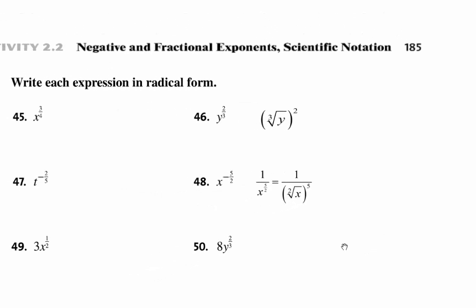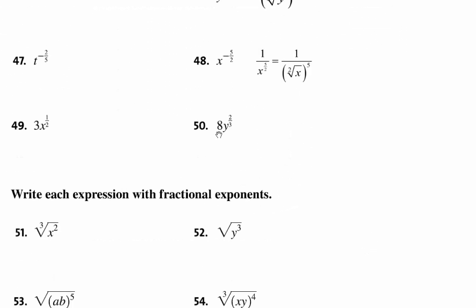Last one, number 50, the 8 is not being touched by any exponent, so don't do anything with this 8. People always want to try and do something with the 8, but the 8 just hangs out by itself. And then the y, well, the index is the 3, so I'll take the cube root of this y, and then I'll square it at the end. And that's my final answer.